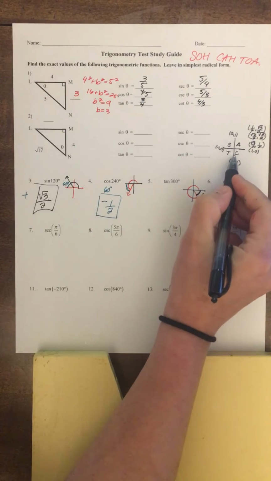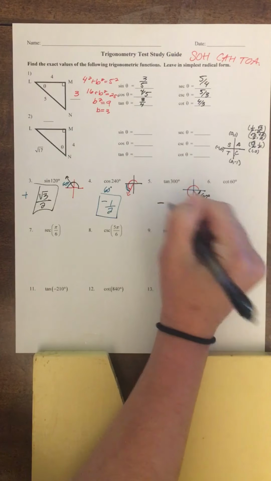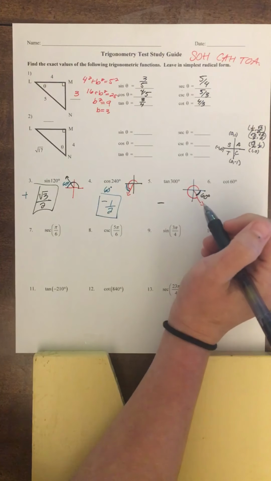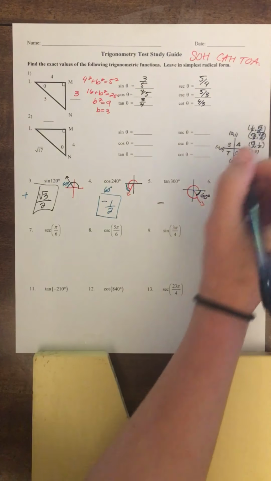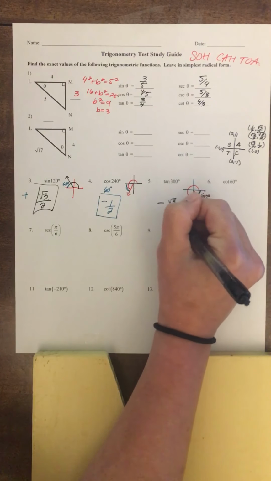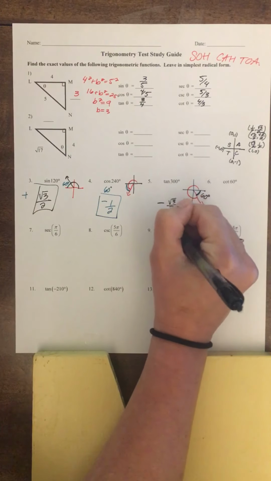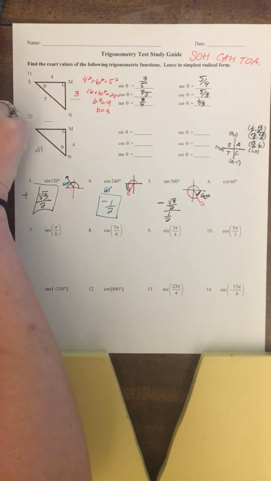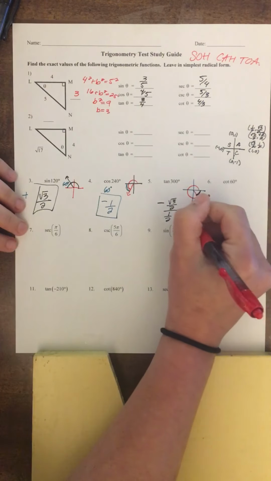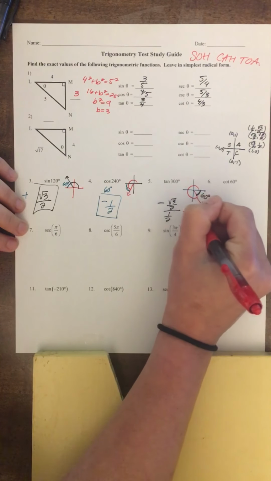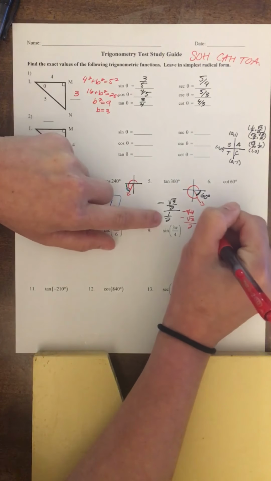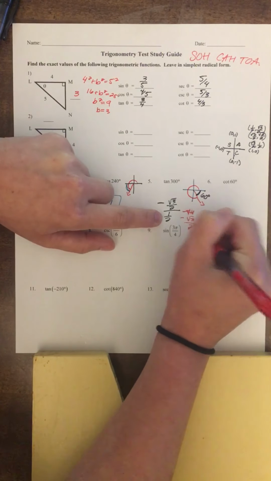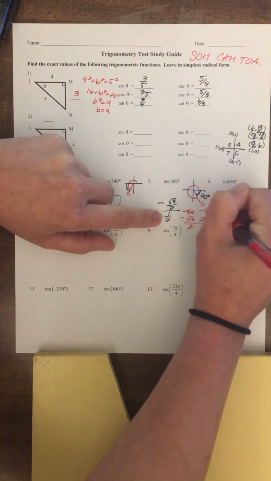And in the fourth quadrant, only cosine is positive, which means the tangent is negative. And remember, tangent is sine over cosine. So at 60 degrees, the sine is the square root of 3 over 2, and the cosine is 1/2. And when we divide by a fraction, it's the same as multiplying by its reciprocal. So this is equal to negative square root of 3 over 2 times the reciprocal of 1/2, which is 2 over 1. The 2's cancel and our answer is just negative square root of 3.